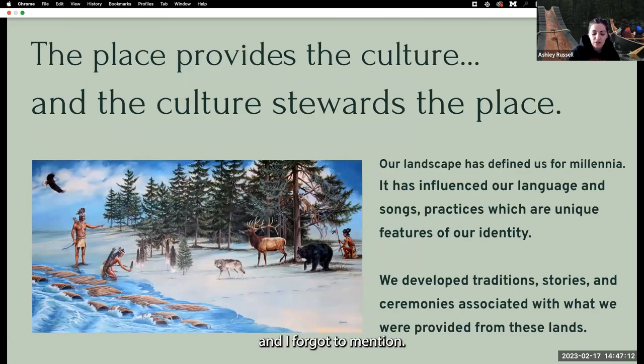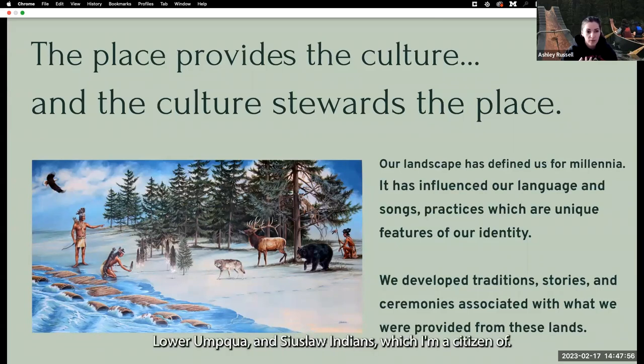And I forgot to mention, within the Great Coast Reservation and within our ancestral territory, during the reservation era, a lot of tribal members were brought to various reservations all over the state of Oregon. So we have a lot of tribal members that are enrolled in other tribes. To become re-recognized, a lot of the bands had to confederate together in order for the federal government to recognize them as a tribe. So we have three tribes that call this place home: the Confederated Tribes of the Siletz, the Confederated Tribes of the Coos, Lower Umpqua and Siuslaw Indians, which I'm a citizen of, and then we also have the Coquille Indian Tribe.